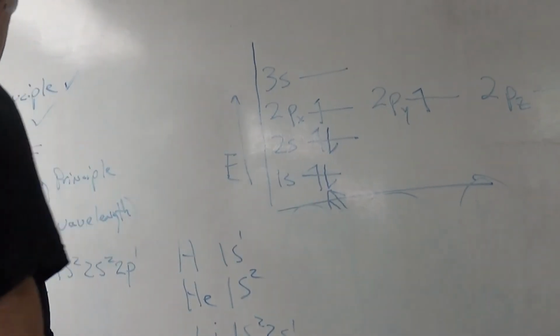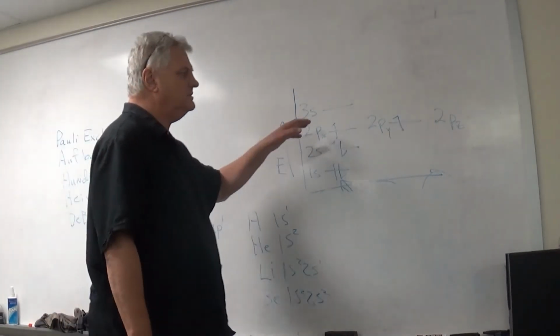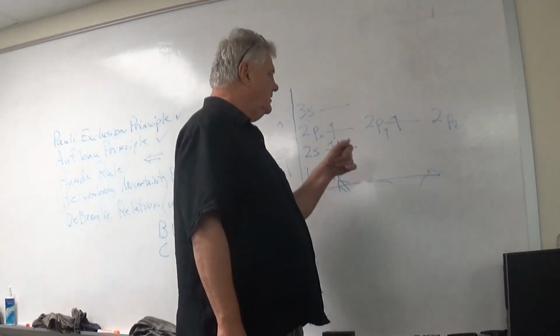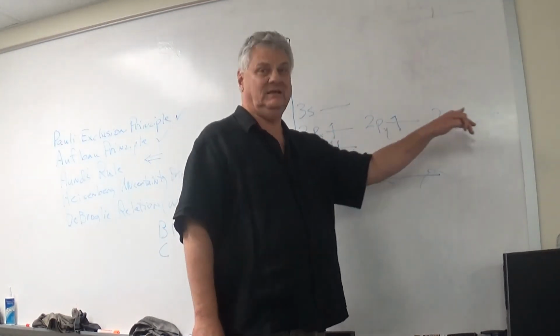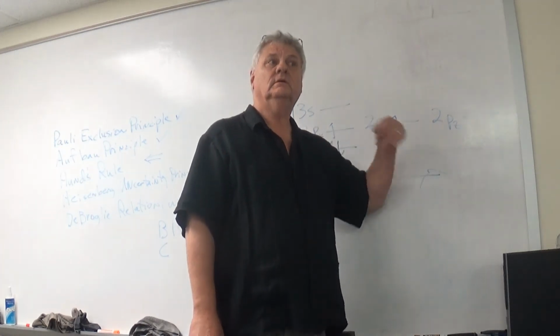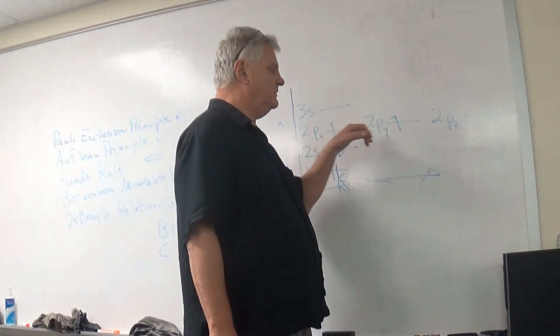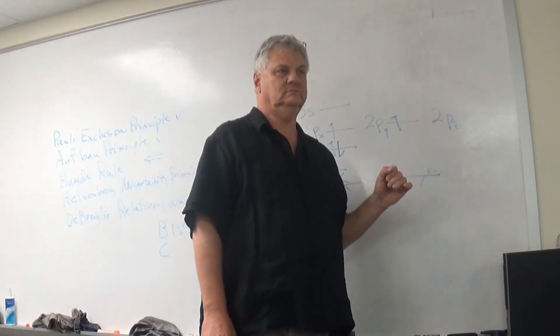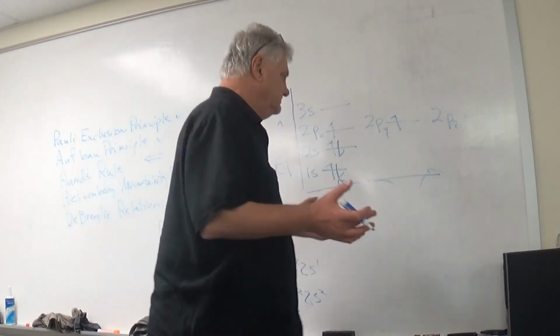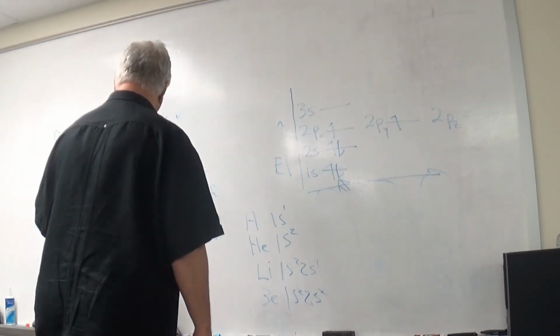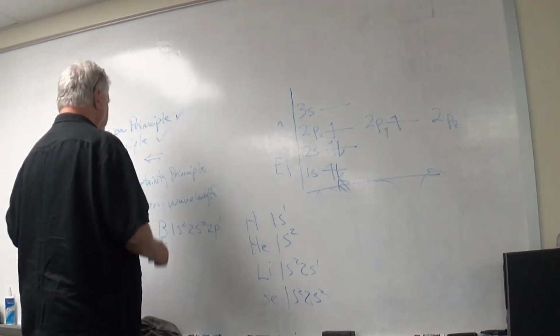And so Hund's rule simply states that when you have orbitals of the same energy, you have to have at least 1 electron in each of these orbitals before you can start putting the second electron. That's all it really is, okay? It's Hund's rule, not Hunt's, so don't blame me.